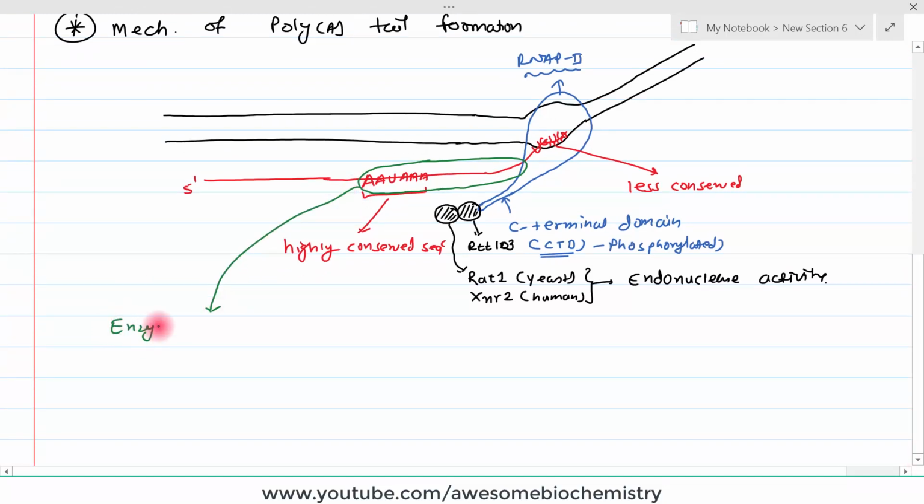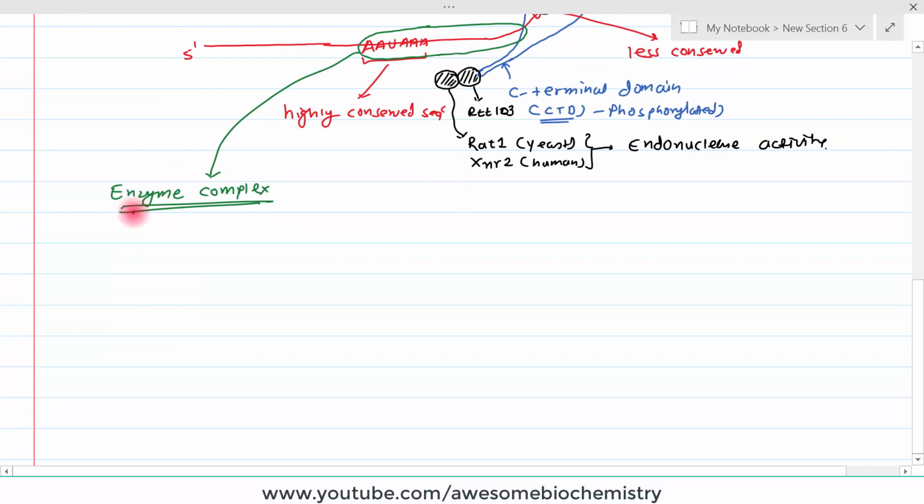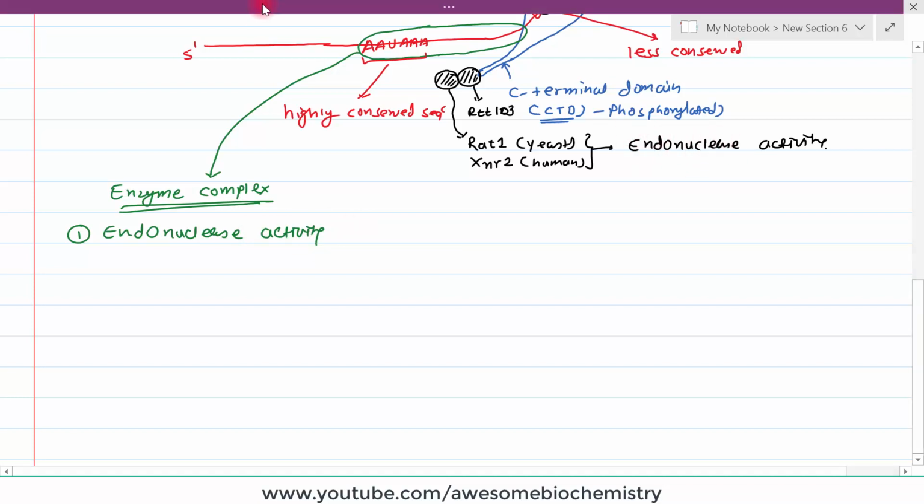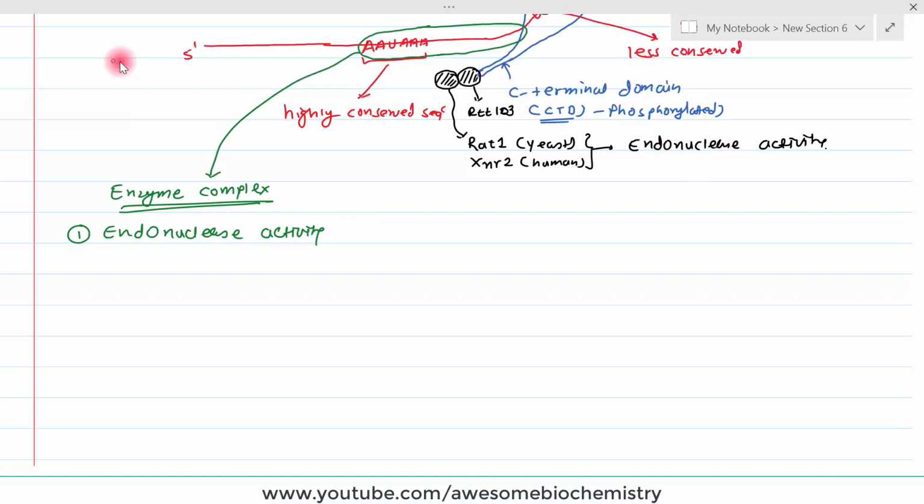It has several enzymatic activities. Now what happens? This enzyme complex has several enzymatic activities in its structure. The first activity is endonuclease activity. Now here it's my mistake, it's not endonuclease activity for this RAT1 and XRN2, it's an exonuclease activity. Please correct it. It's exonuclease activity, and specifically a 5' exonuclease activity.